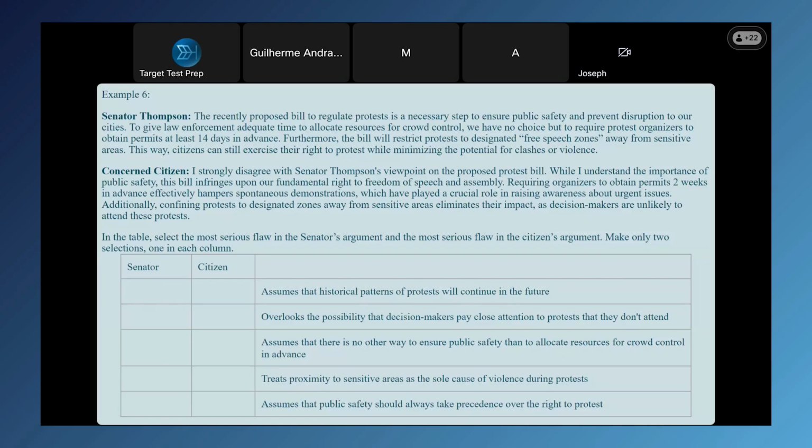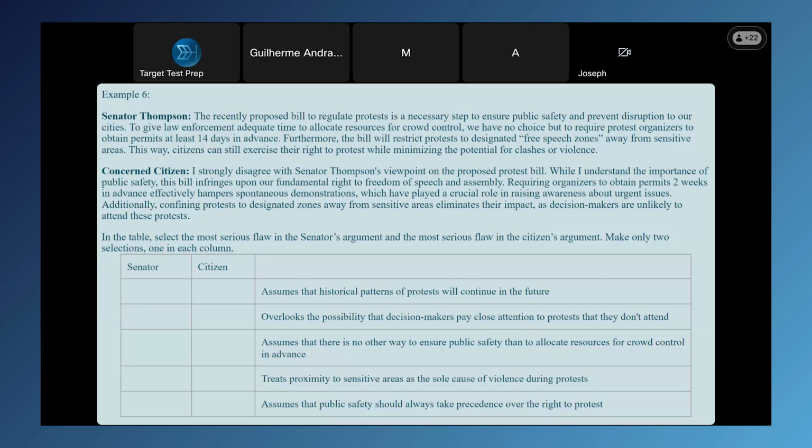Senator Thompson, the recently proposed bill to regulate protests is a necessary step to ensure public safety and prevent disruption to our cities. To give law enforcement adequate time to allocate resources for crowd control, we have no choice but to require protest organizers to obtain permits at least 14 days in advance. Furthermore, the bill will restrict protests to designated quote unquote free speech zones away from sensitive areas. This way, citizens can still exercise their right to protest while minimizing the potential for clashes or violence.